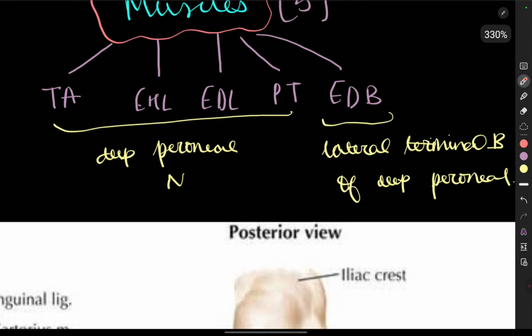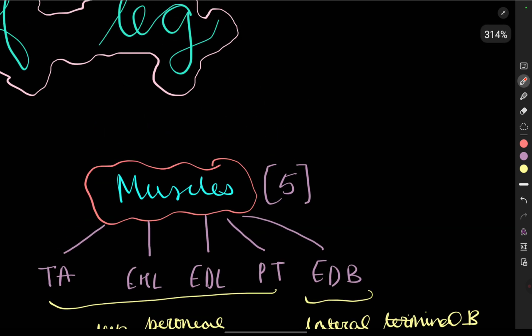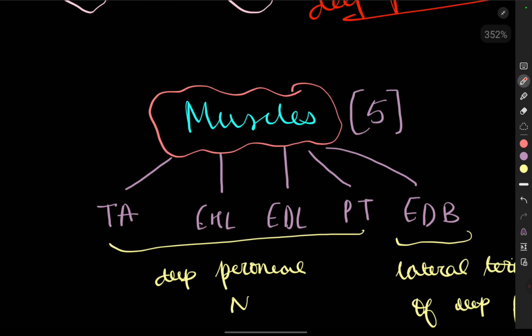Now muscles, we have 5 muscles in the front of leg, or the anterior compartment of leg. It is also called the deep peroneal compartment, because most of the muscles are supplied by the deep peroneal nerve.